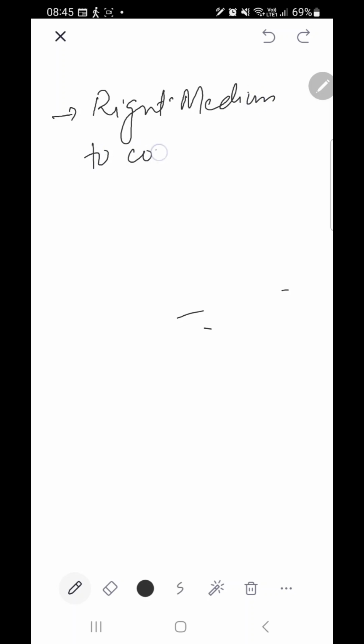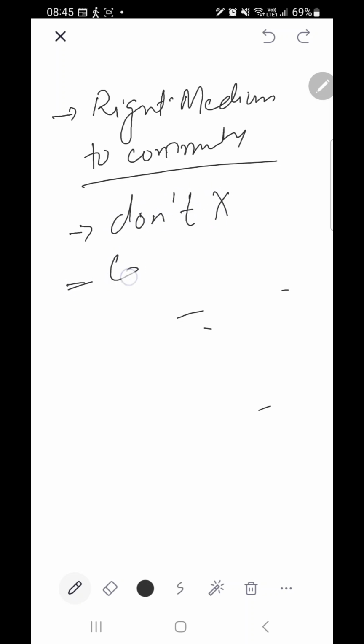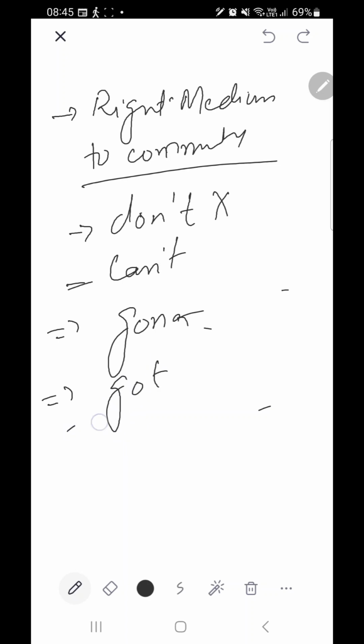So, in simple words, genre and style is the selection of the right medium to communicate as per the formality. As this is formal writing, we are not supposed to use some things, such as contractions. Do not use them. We cannot use those words, right? It is not preferred.